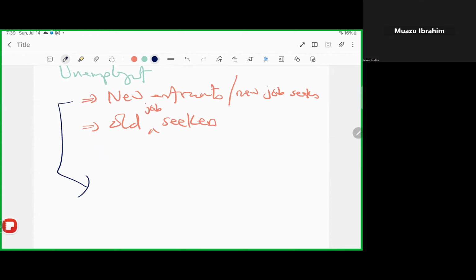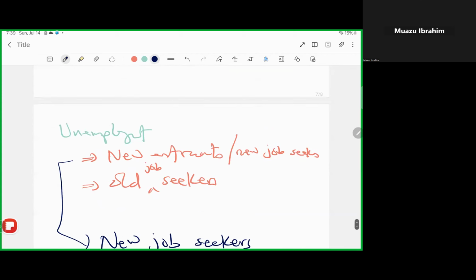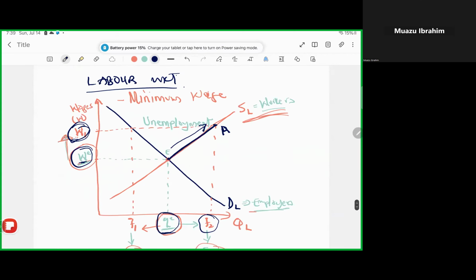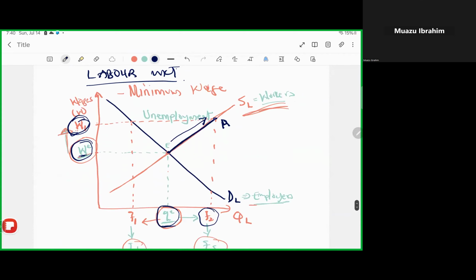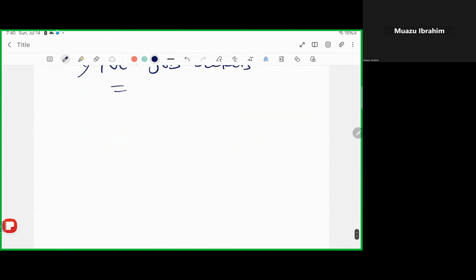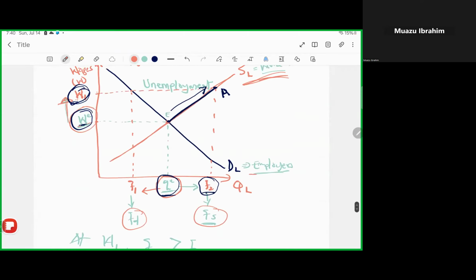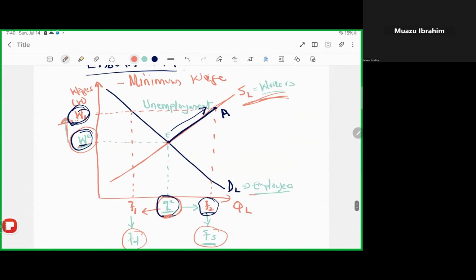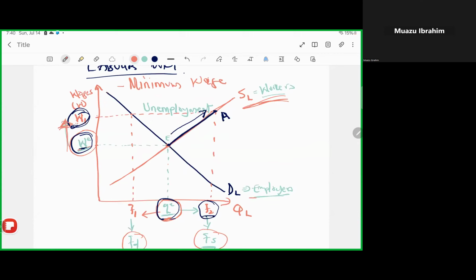So how do you quantify the new job seekers? Based on this curve, the new job seekers will be the new quantity supplied at the new wage rate, which is Q2, as you can see, minus the equilibrium quantity supplied, which is this one. So remember, the wage rate has increased, and at the same time, people are now beginning to supply more.